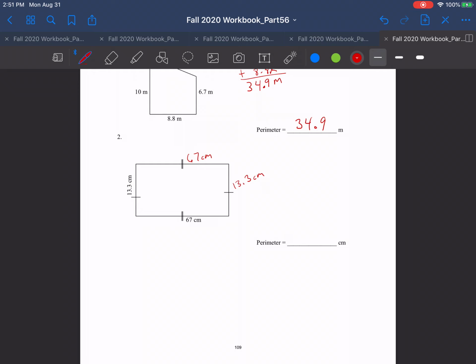I'm going to let you try adding them all up there. You can add up all four sides, or you can add up two sides and then multiply it by 2. It's up to you, whichever way you prefer. When you get your answer, all the answers to these are on another page, so just go and take a look and see if you got it right.